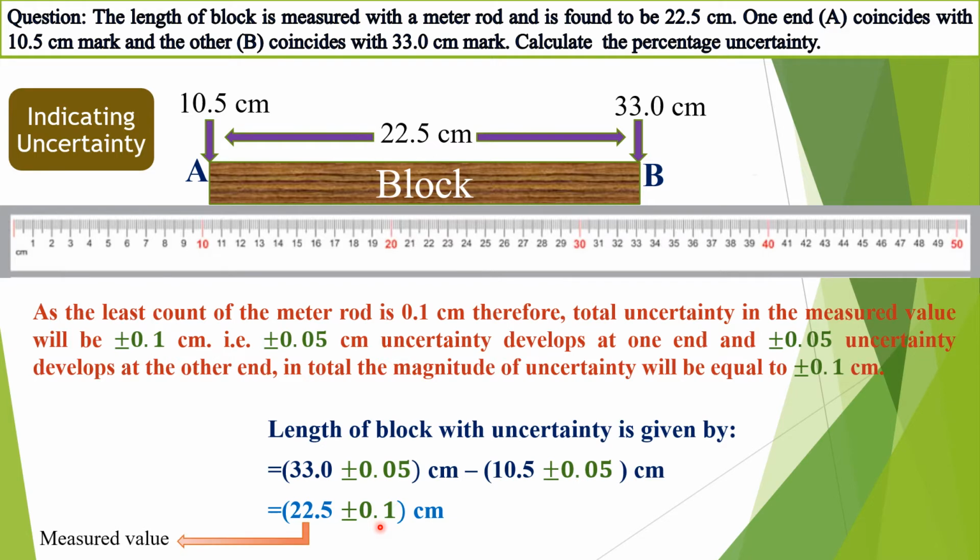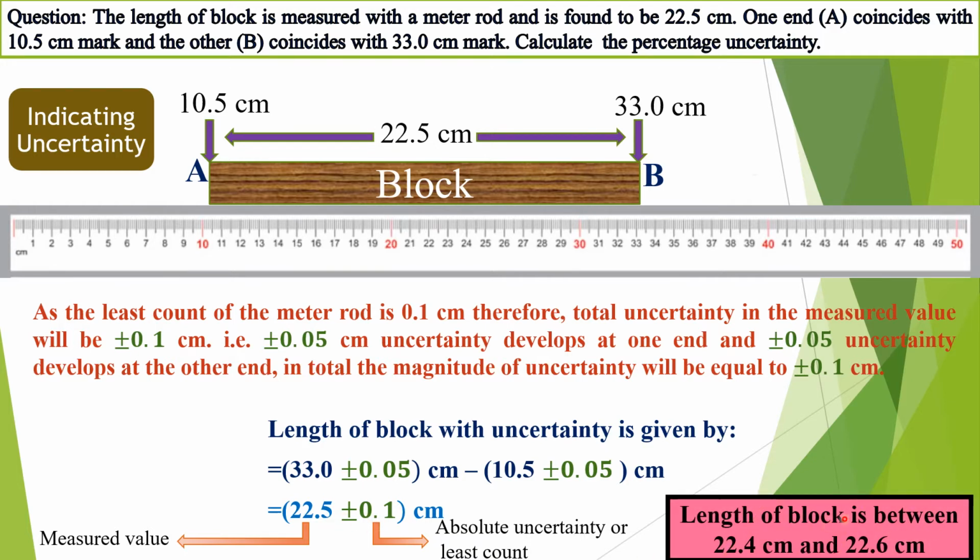Here 22.5 is our measured value and plus minus 0.1 is the absolute uncertainty or least count. So this least count or absolute uncertainty can be added to or subtracted from our measured value to get the range of possible values within which the true value of the measurement lies. When we subtract it, we get 22.4 centimeter, and when we add 22.5 plus 0.1 we get 22.6 centimeters. So the length of the block is between 22.4 centimeter and 22.6 centimeter.